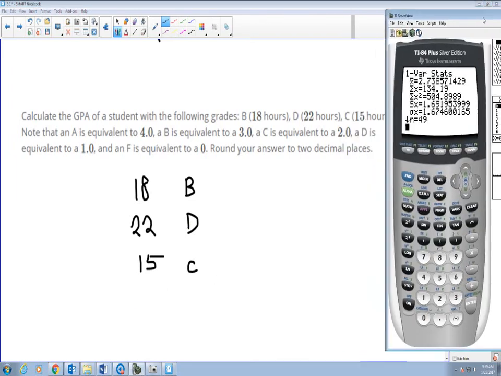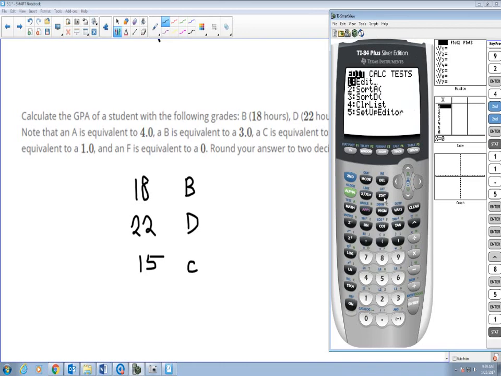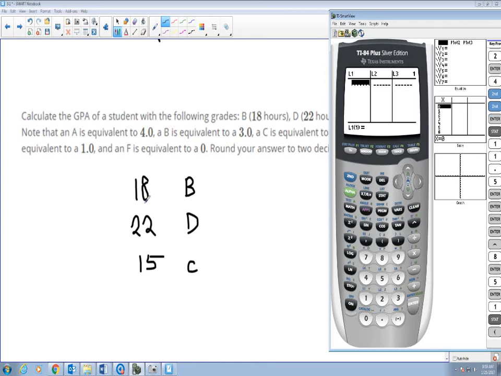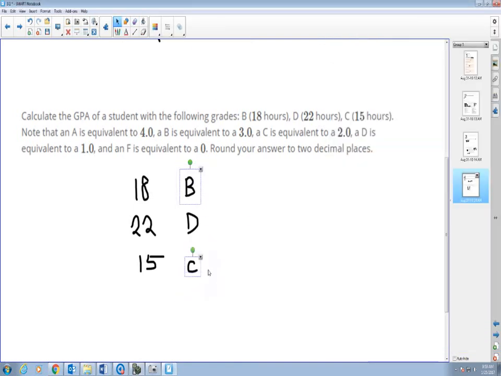So what I can do is go back to stat, edit. I can have the calculator calculate this for me. The credit hour is 18. Oh, excuse me. I think we need to reverse it, and here's the reason why.